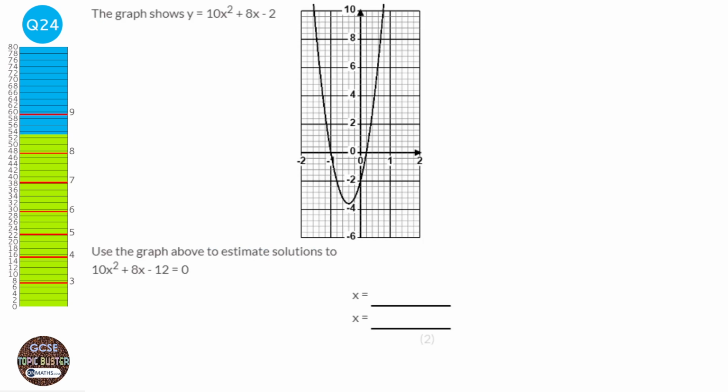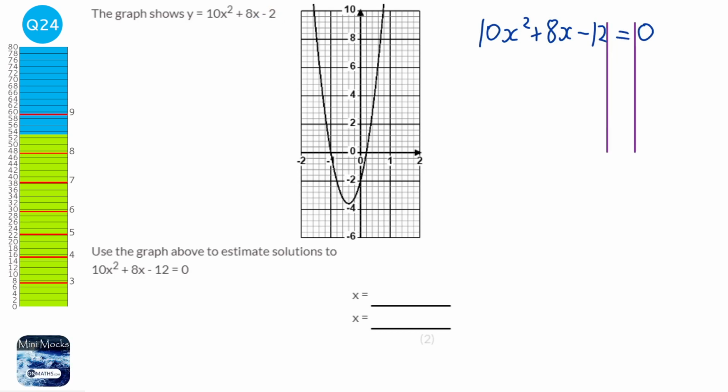What I'm going to start off by doing is rearranging this equation so that it kind of matches this one. So I'm just going to write it down. And we want the n to be minus 2. So what I'm going to do is I'm just going to put my rearranging lines in, and we're just going to add 10 to both sides.